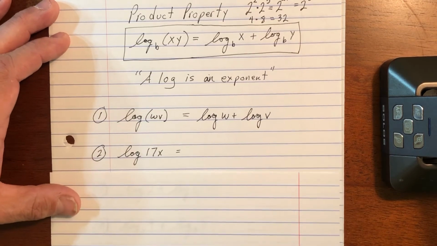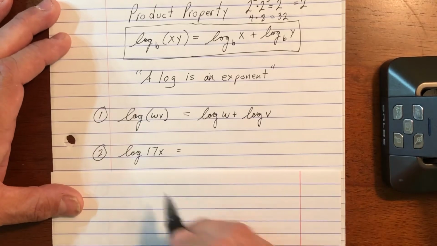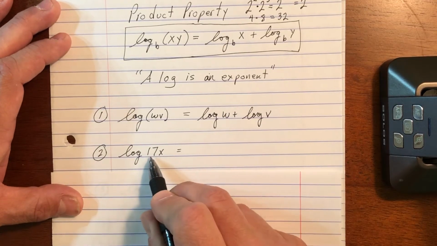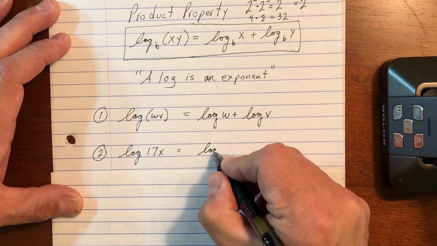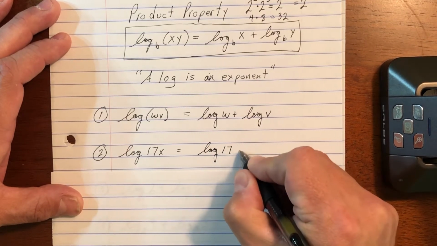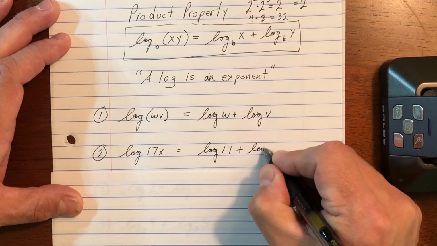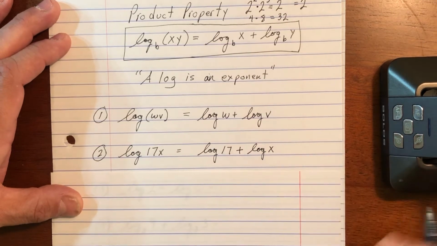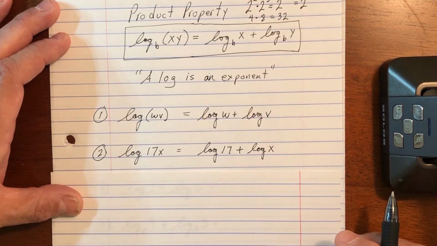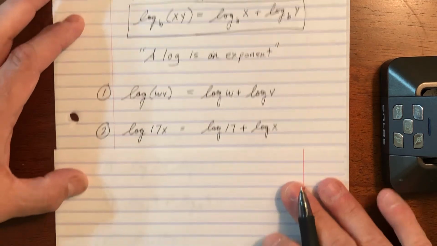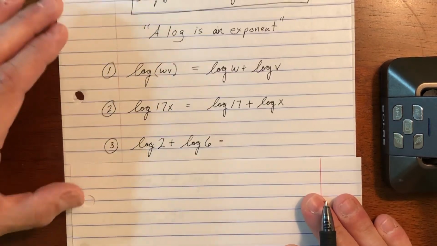Let's try another one. The log of 17x. Well, now the only difference is we're multiplying 17 times x. It's the same thing. It's the common log of 17 plus the common log of x. Remember, common log just means base 10. And you're done.